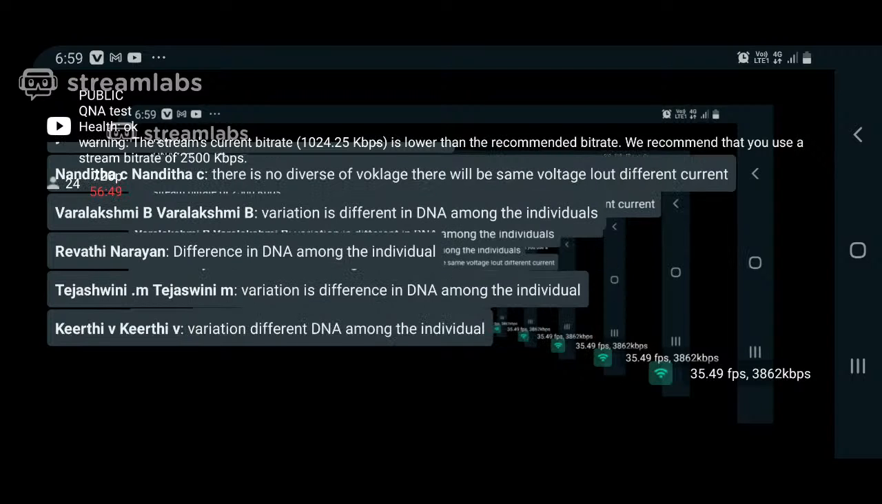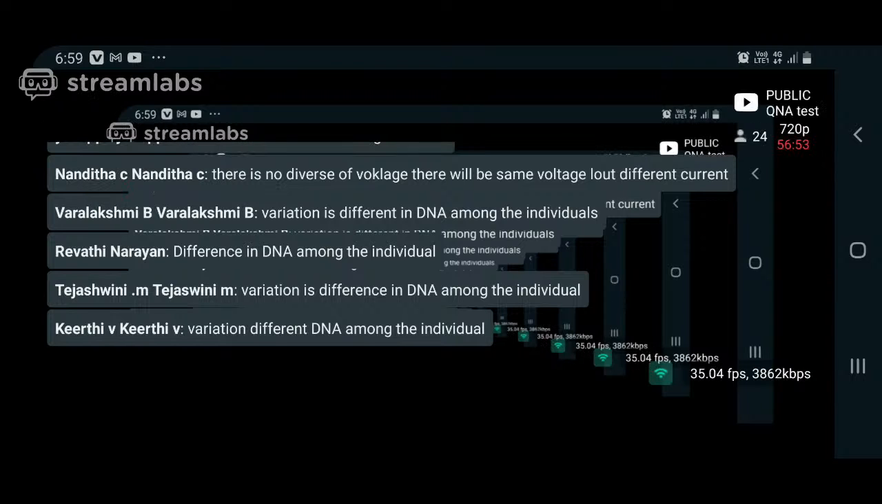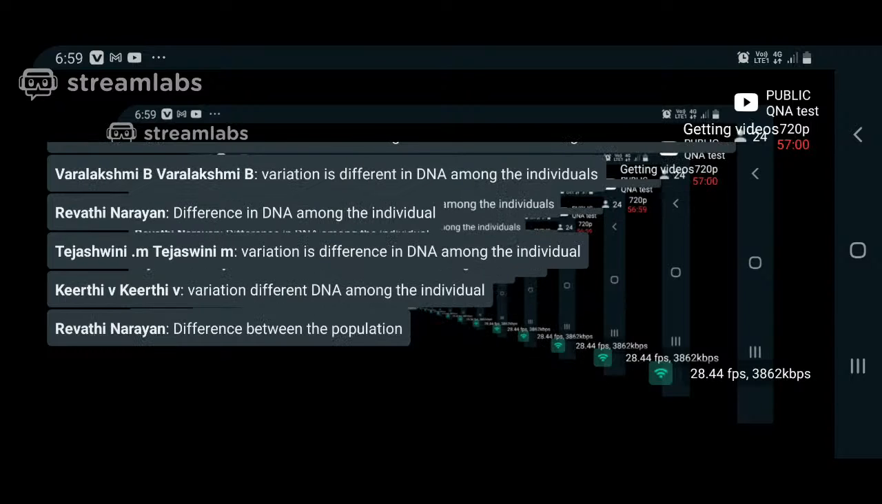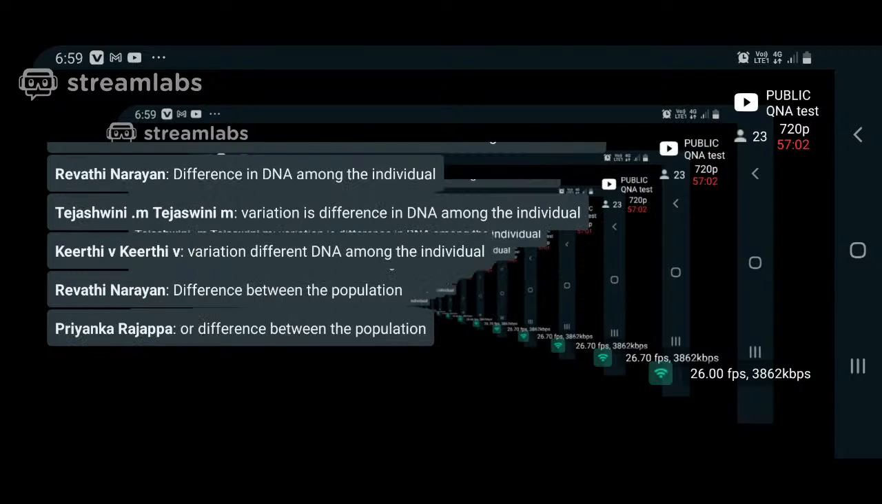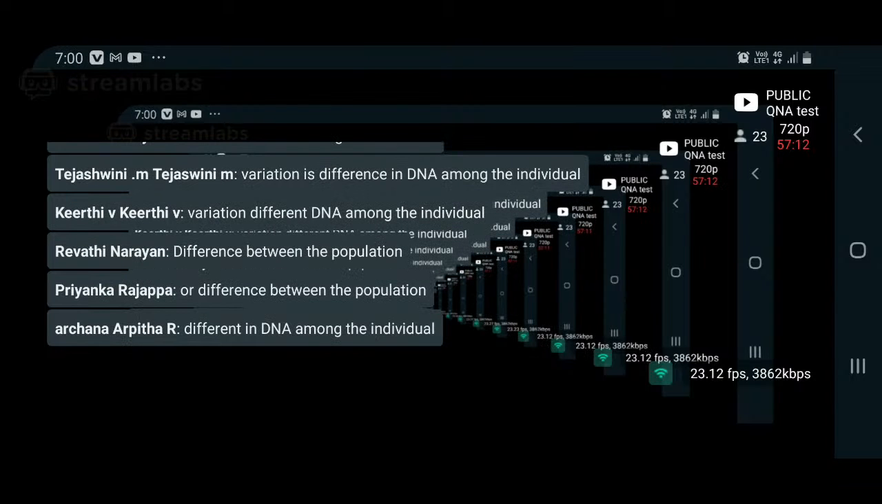Okay? All of you answered well? Not different, difference in DNA. Okay, Kirti? The variation is difference in DNA, not different. Difference in DNA among the individuals.